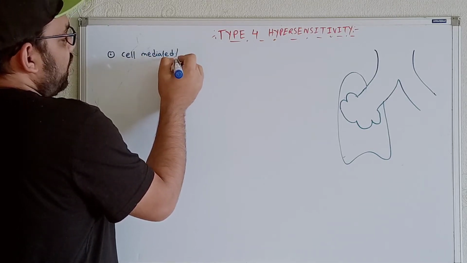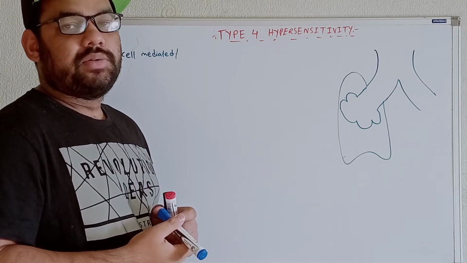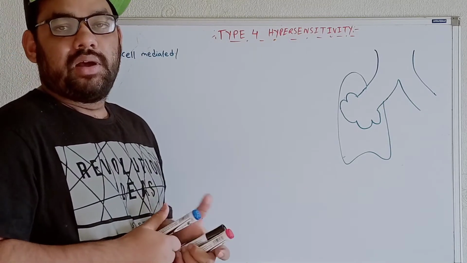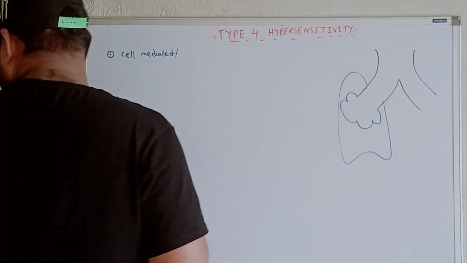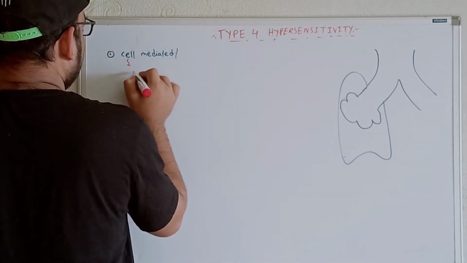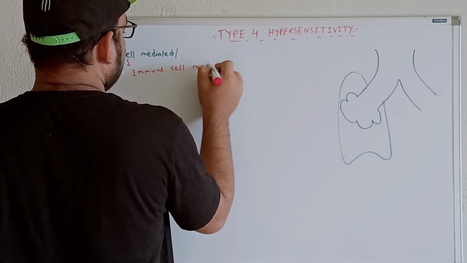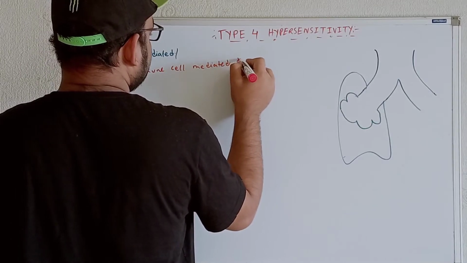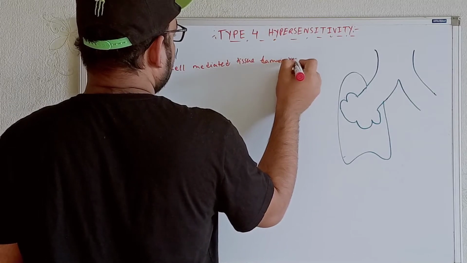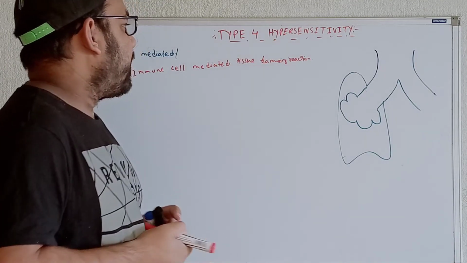So cell mediated. How can we define type 4 hypersensitivity? We can define it in one line as cell mediated hypersensitivity reactions, or cell mediated tissue damaging reactions. Let's write it over here: immune cell mediated tissue damaging reaction.